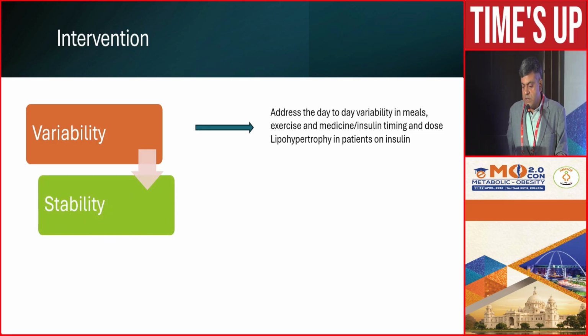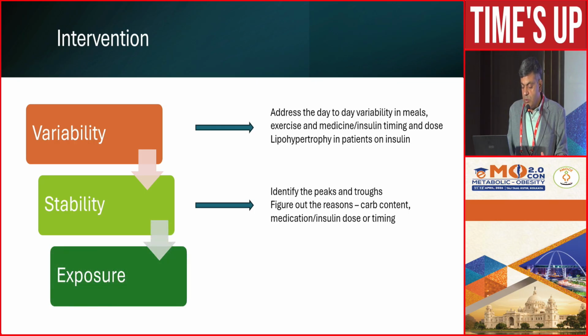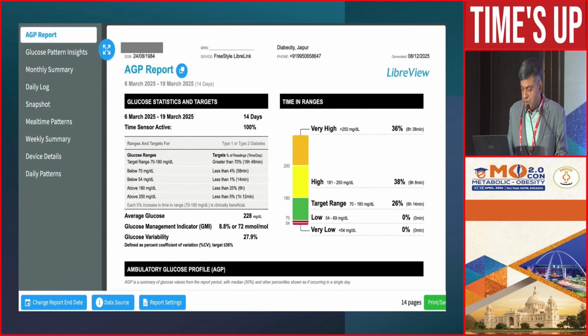Once the variability is minimized, then you look at the stability. There should not be any peaks and troughs, and that can be done by adjusting the doses of the medicines or the carb content of the diet of the patient. And then you look at the exposure. So once you make the graph flat and narrow, after that, if the levels are still above range, then you bring it down. And for that, if the patient is on insulin, you can increase the dose of basal insulin or change the medicines for the patient.